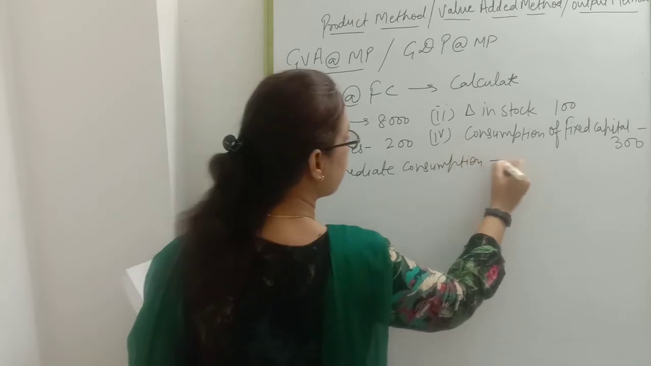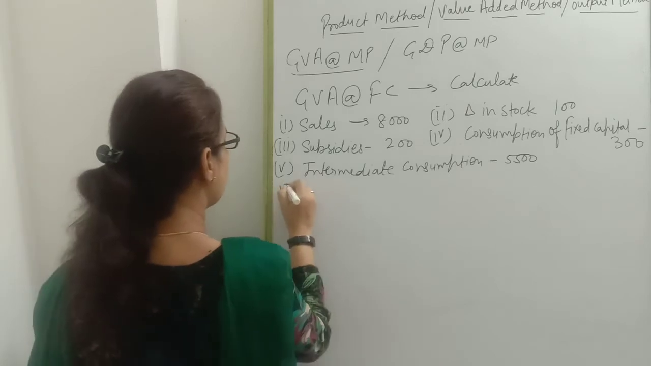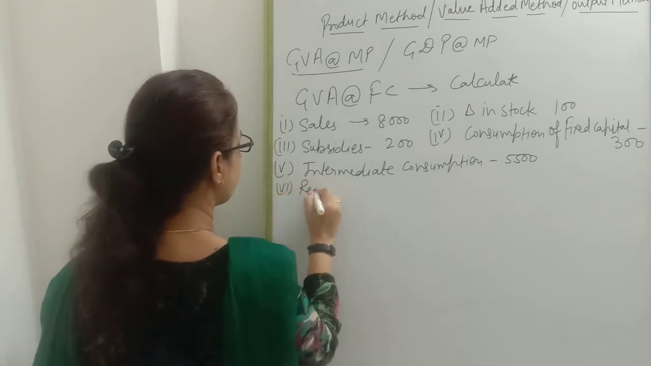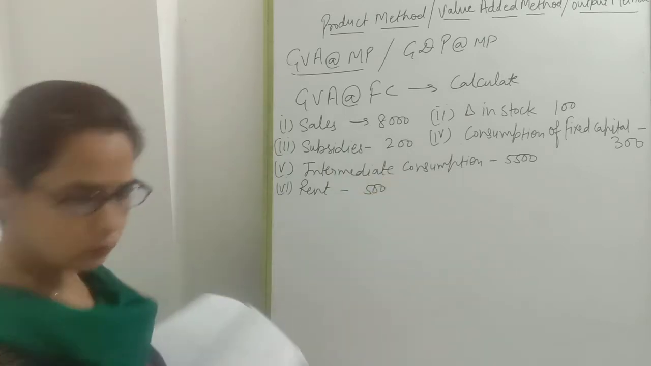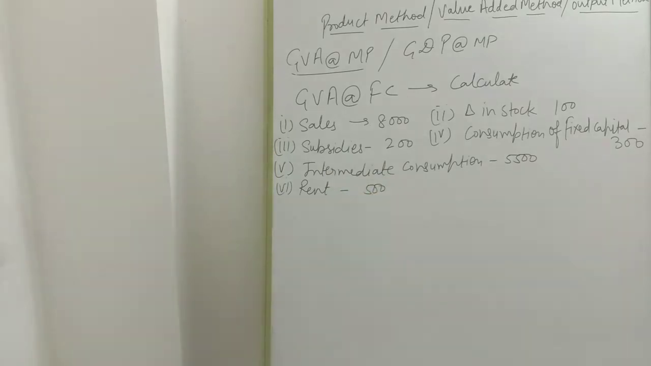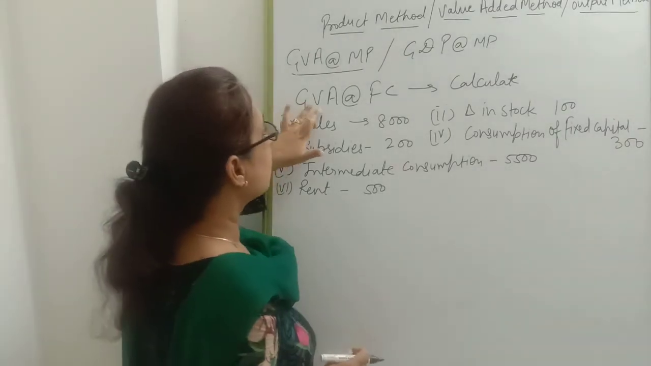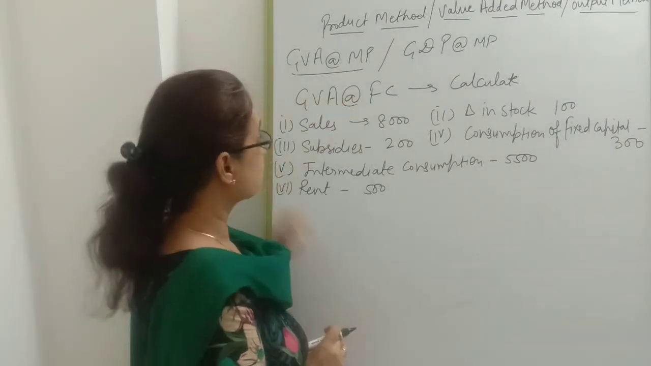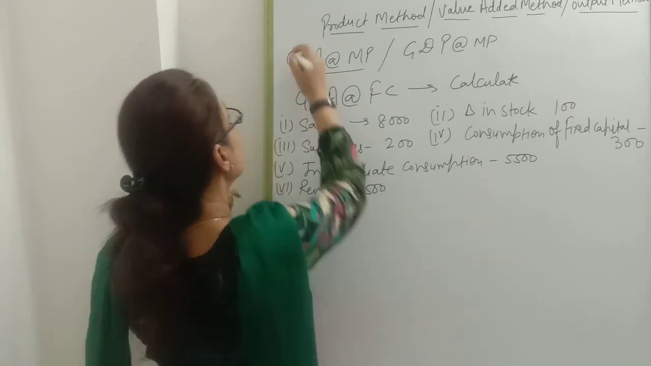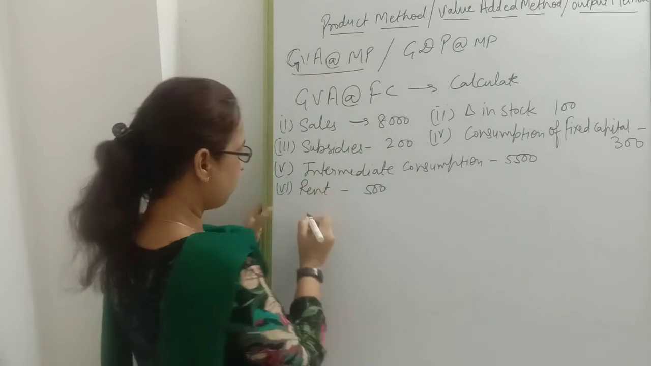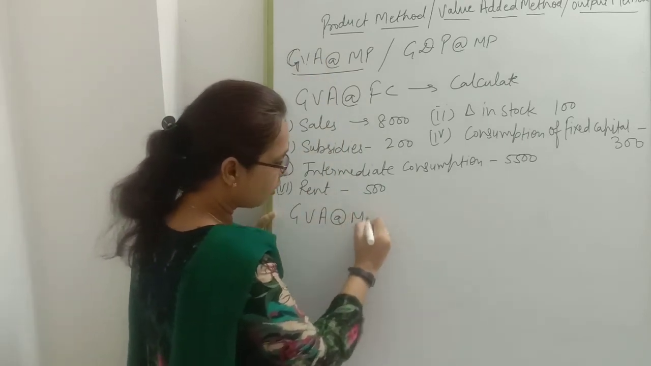Which is given, 5,500. Next, rent. Now we are going to calculate GVA at the rate of factor cost. But from this method we are able to calculate GVA at the rate of MP. So first of all we are going to calculate GVA at the rate of MP.